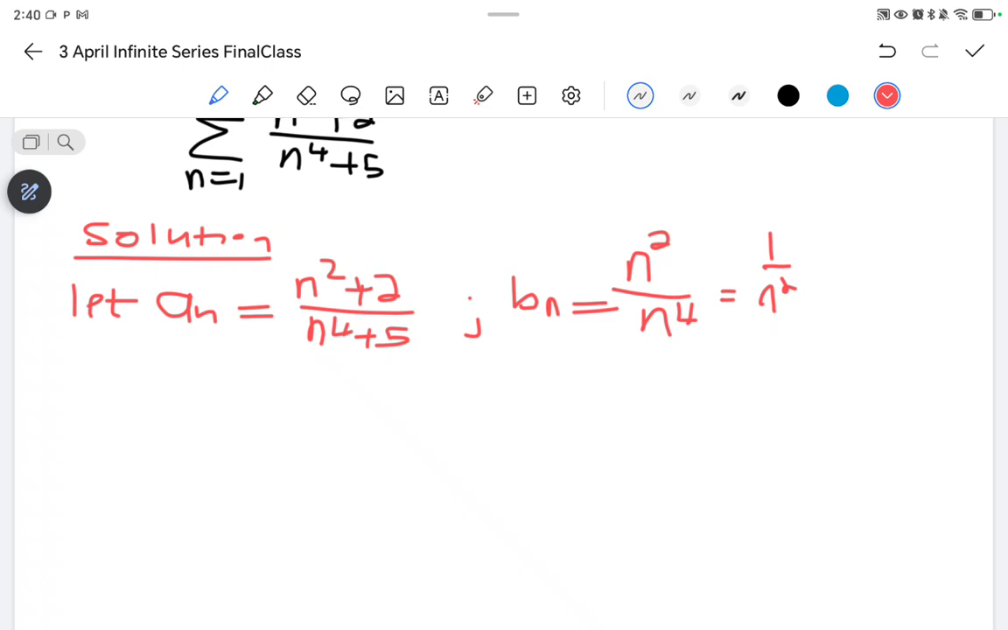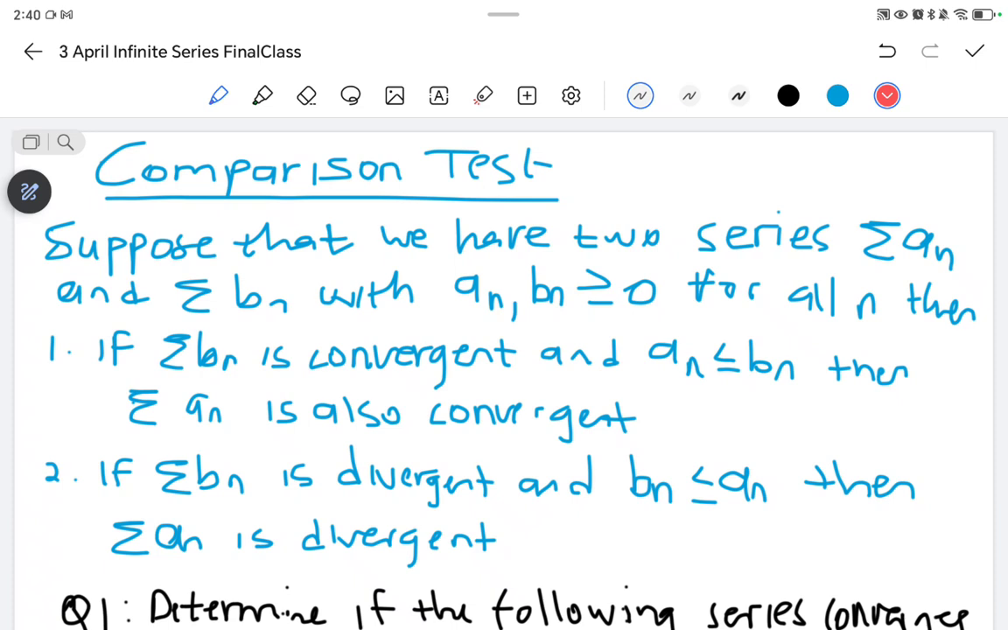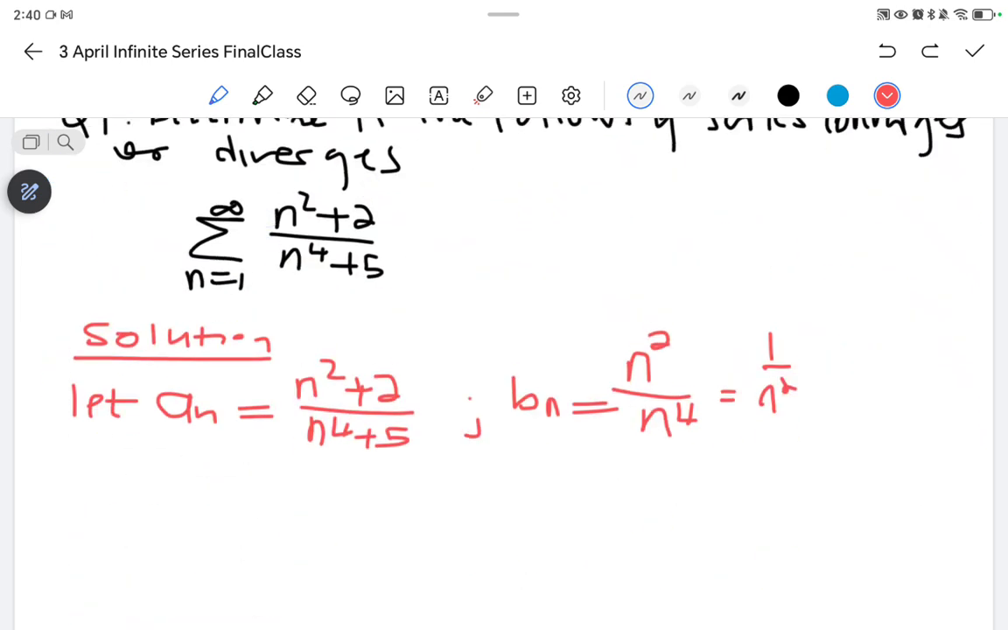Yeah, so we know that we are supposed to check whether a of n is bigger than b of n or b of n is bigger than a of n, right? So that's what we need to check next. We need to check whether a of n is bigger than that or that.